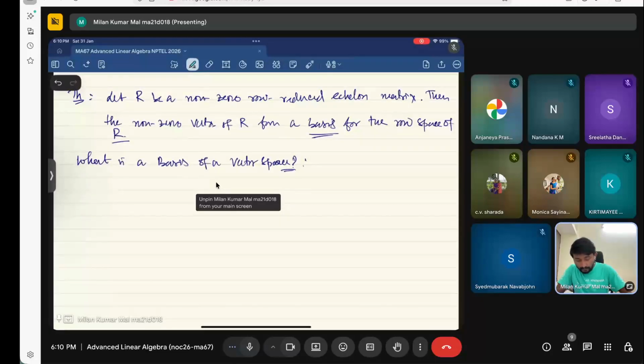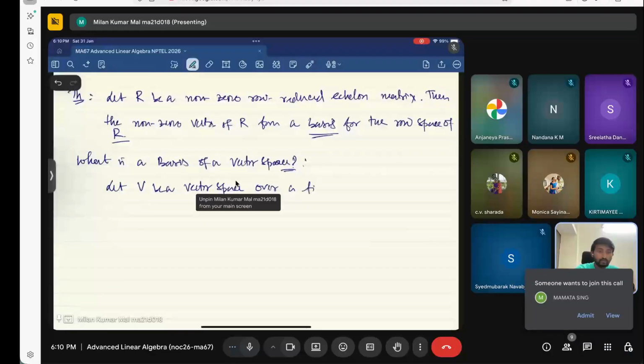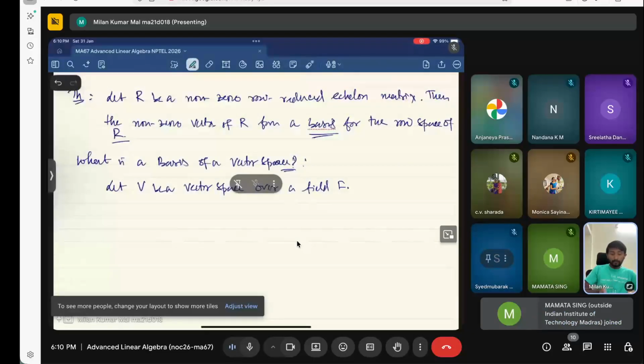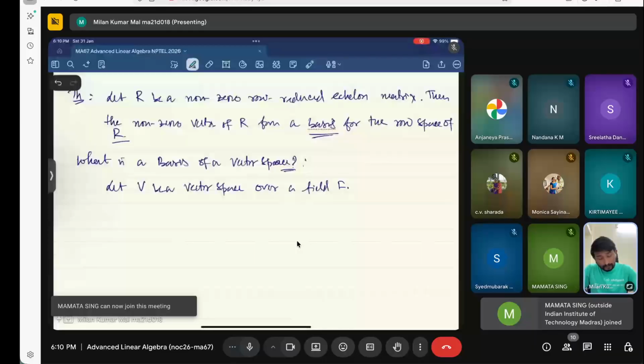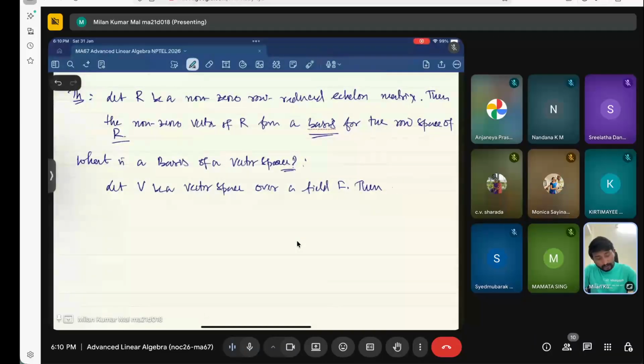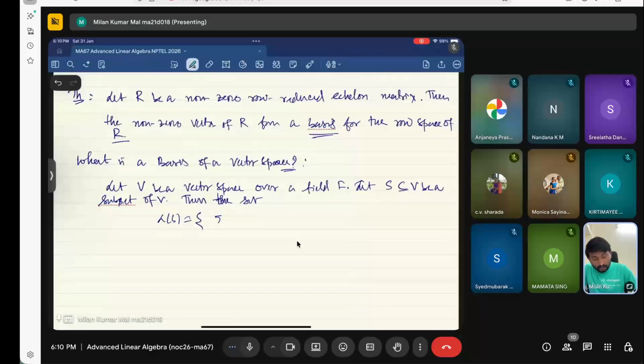Let V be a vector space over a field F. Let S be a subset of V. Then the linear span, the set LS, is given by the summation of Ci alpha i, for i equals 1 to n. Here the Ci are coming from the field, the alpha i are coming from the set S, and n is any positive natural number.